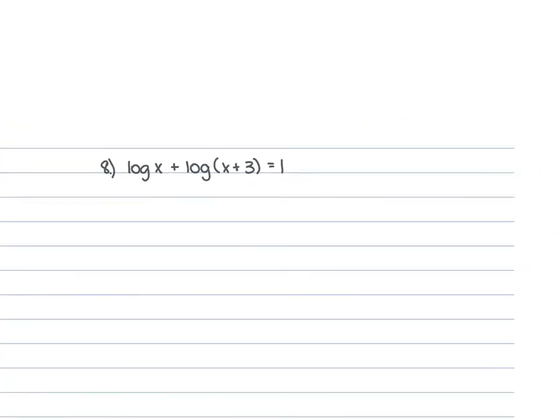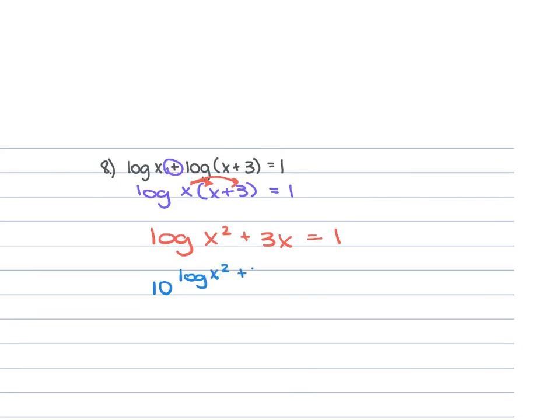For 8, we have log x plus log x plus 3 is equal to 1. So we are going to keep the log, and we're going to multiply x times x plus 3. So this is going to give us x squared plus 3x. So log x squared plus 3x is equal to 1. Again, our base here is 10, so we're going to have the base be 10 on both sides. So we're going to rewrite this as 10 to the power of log x squared plus 3x is equal to 10 to the first power. The 10 and the log cancel, so it's just going to leave us with x squared plus 3x is equal to 10 to the first power, which is 10.